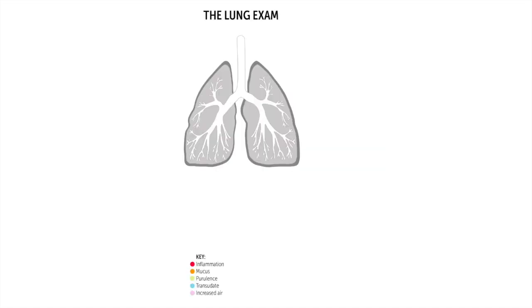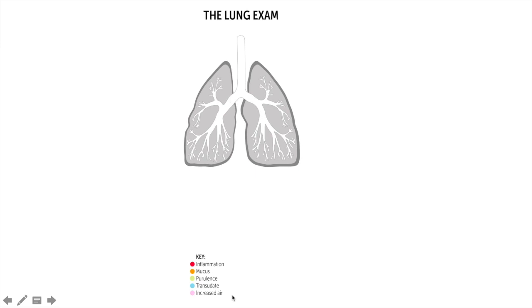The schemata that we'll be using during this presentation is in the center of the screen. You can see that white represents airspace, gray represents lung parenchyma, and this dark gray on the edge represents the pleural space, which is a potential space. On the bottom, you can see the key. Red will represent inflammation, orange, mucus, green, purulence, blue, transudate, and lilac, increased air.